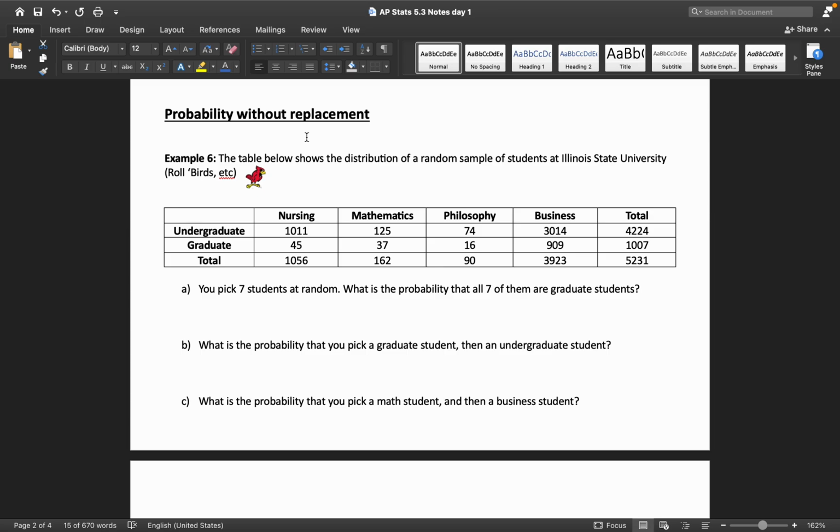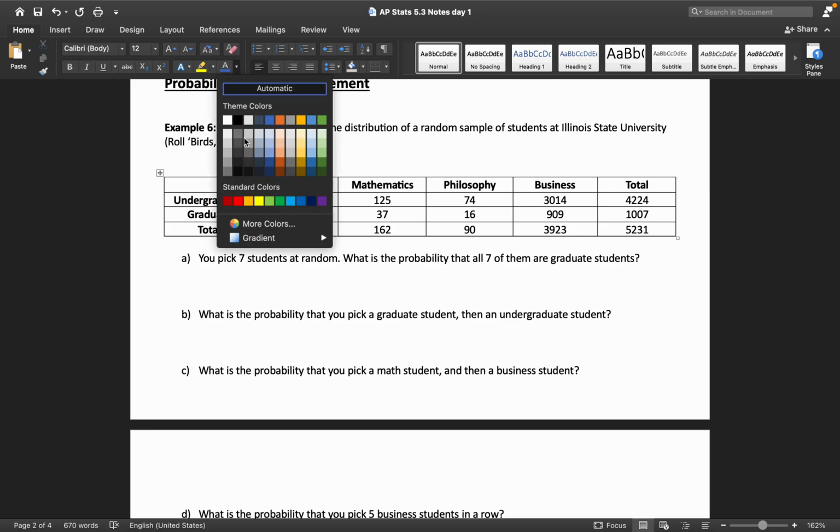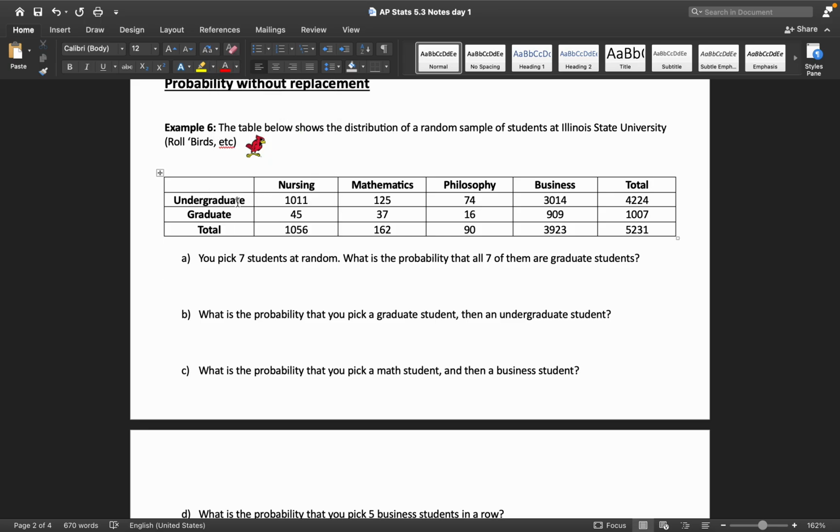So, for example, in people and groups, the table below shows the distribution of a random sample of students at Illinois State University. We got graduates, we got undergraduates, we got nursing, math, philosophy, business. And if we pick 7 students at random, what's the probability that all 7 are graduate students? Okay, so first one, graduate students, there are 1,007 of them out of 5,231. That's my first probability.